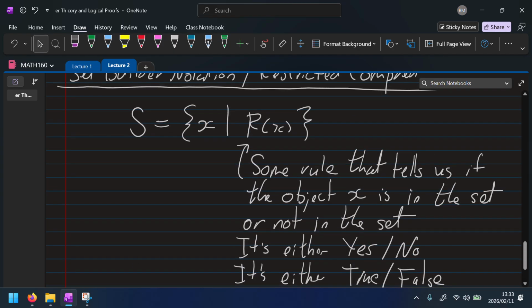The rule. Okay, so maybe we can look at some examples as well later, but this rule is just some rule that you come up with. If I give you an object X, if the rule returns true, then that object X is in the set. If the rule returns false, then it is not in the set.